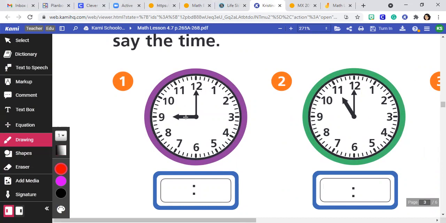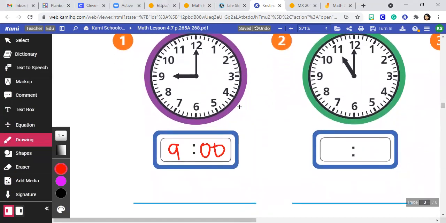This fatter, shorter hand points to the hour. This skinnier, a bit longer hand points to the minutes. And we know that since it's pointing straight up, no time past the hour has elapsed. So I would say that there are no minutes past the hour. And if I look at the small hand, or the little short fat one here, it is pointing to the 9. So I would say this clock is at 9 o'clock.